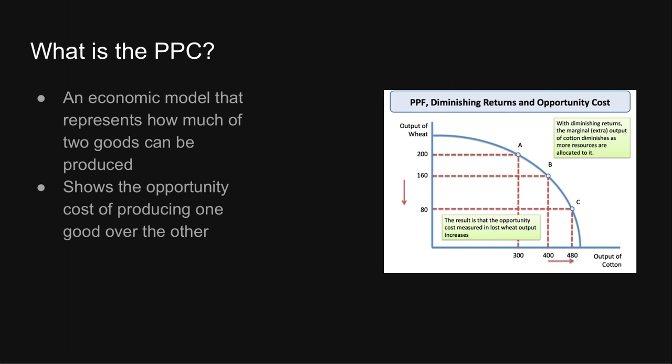So, if you watched our last video, or you have already studied microeconomics, you should know that the PPC, also known as a Production Possibilities Curve, is an economic model that represents how much of two goods can be produced. So, it shows the opportunity cost of producing one good over the other. As you can see in the image, it is a bowed out curve and it represents increasing opportunity costs. If you don't know what that means, then please watch our last video on microeconomics.